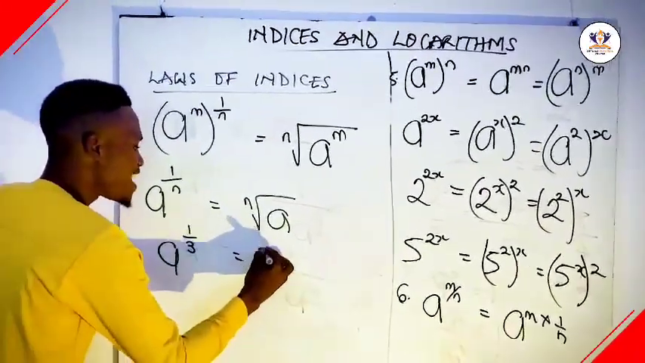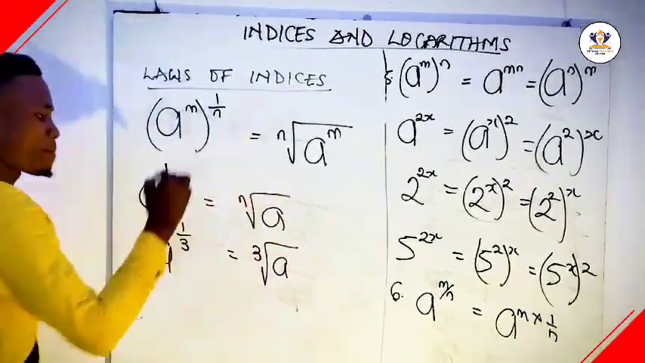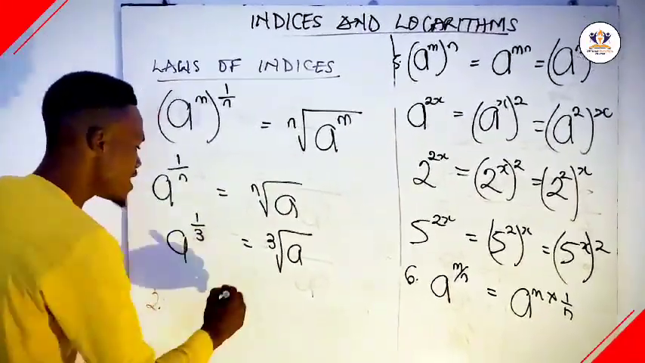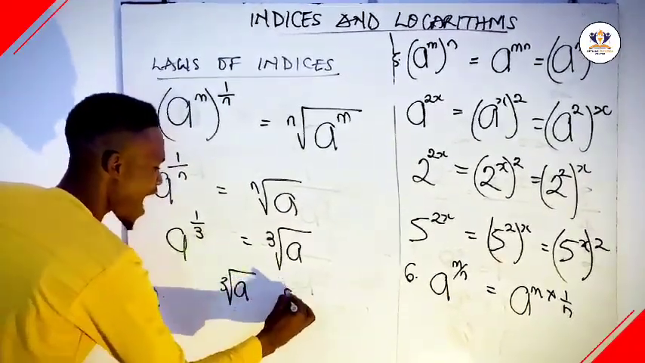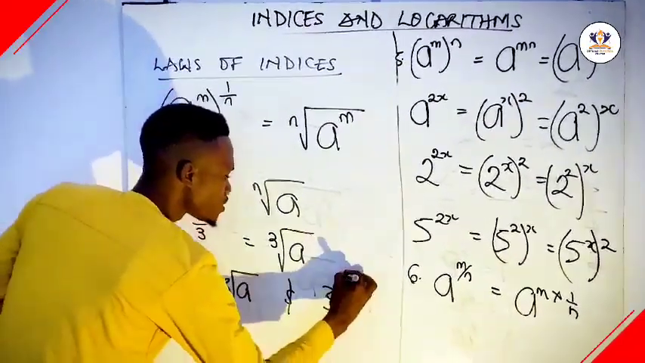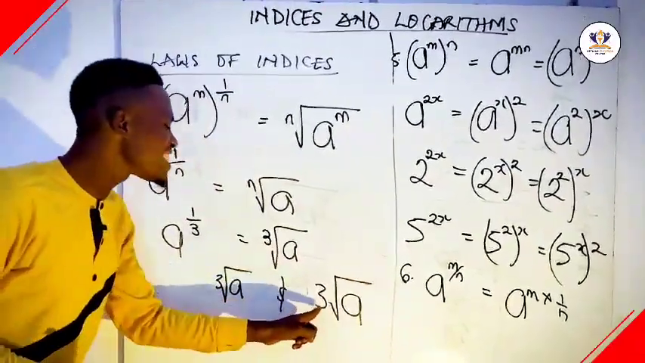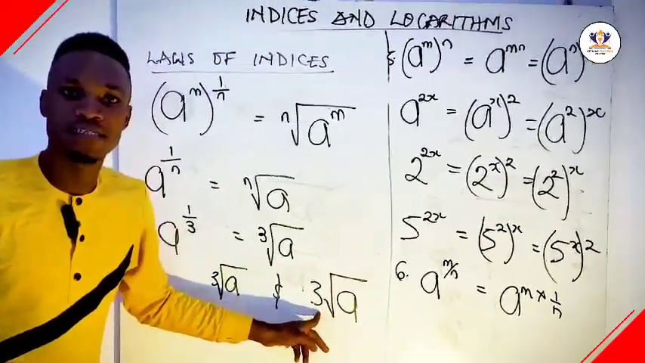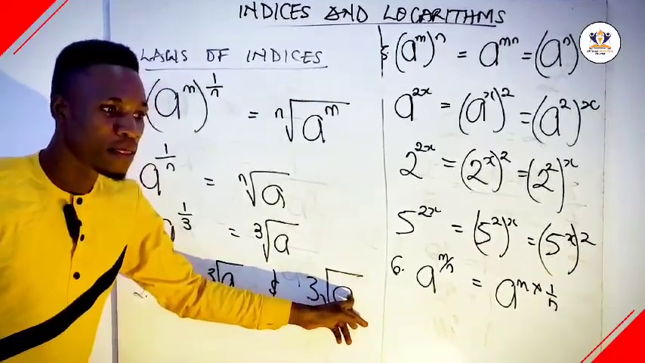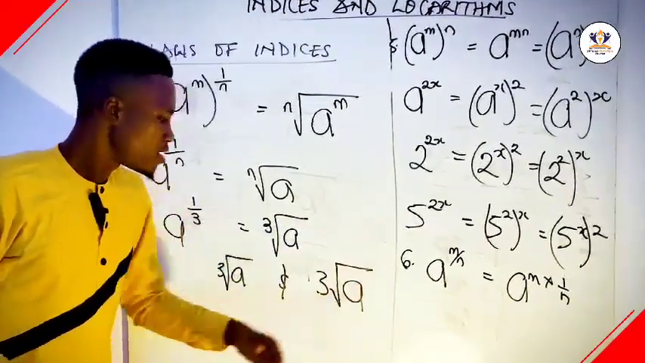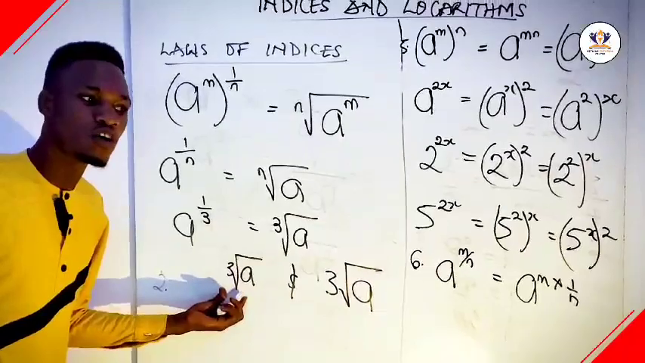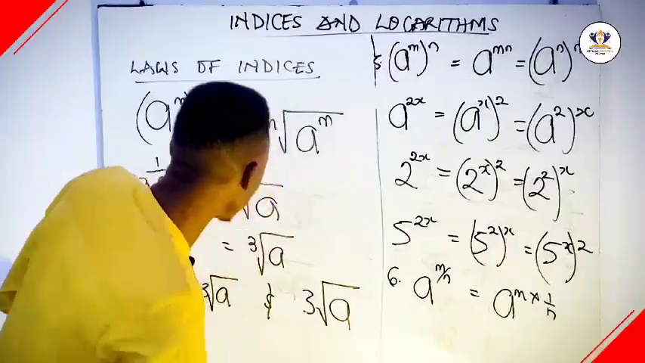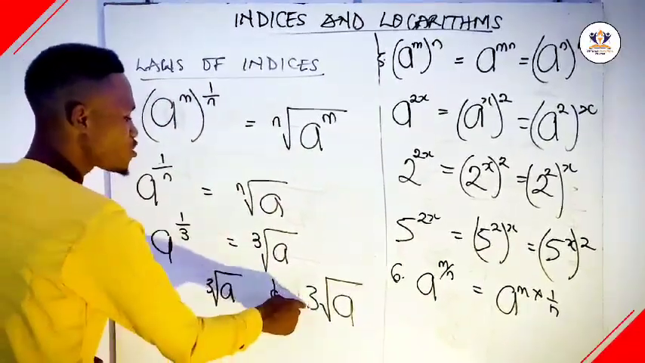Now let us say that we have a raised to the power 1 all over 3. What will this one give us? That's cube root of a. Some students always make mistakes when it comes to this. There is a difference between cube root of a and 3 root a. This one here is 3 times root a, that means root a in 3 places. That's it. But this one is cube root of what? Of a. That is so easy. Try and take note of that. This one is cube root of a, and this one is 3 root a.